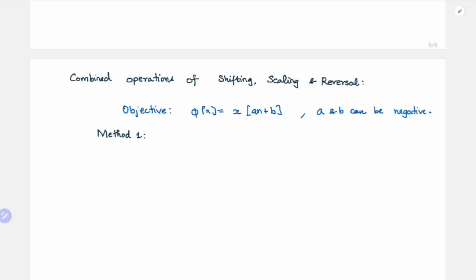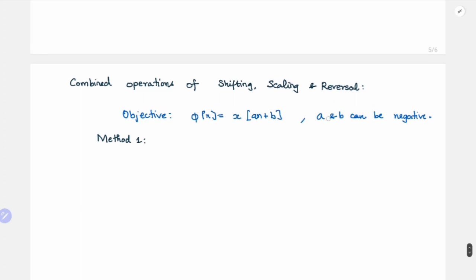Okay, it can belong to real numbers. But again, if you have a real number, there will be a problem, right? Again, with respect to time shifting, if b is a real number, it may not coincide with the integer values we are taking, n equal to 1, 2, 3. So then again, you have to assume it as 0, right? So for that constraint, we'll just call a can be negative and b is integer.